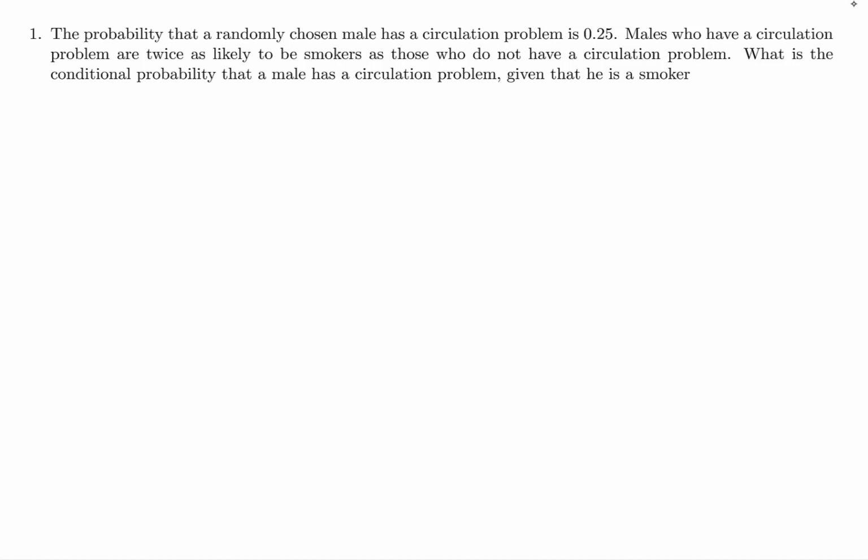The probability that a randomly chosen male has a circulation problem is 0.25. I use C for the circulation problem event. So then the probability of C equals 0.25.